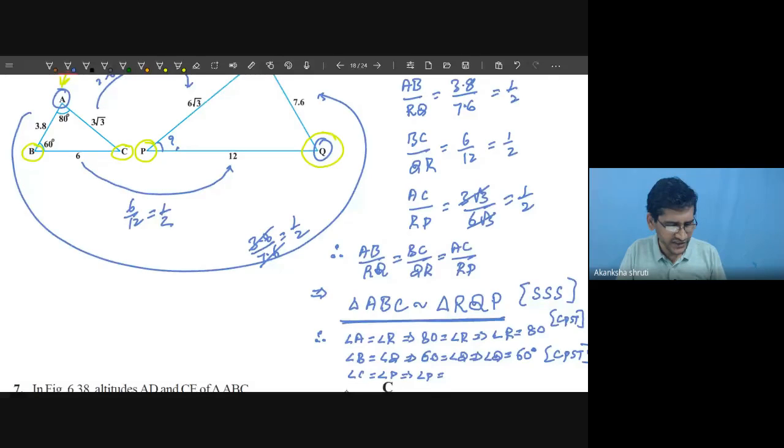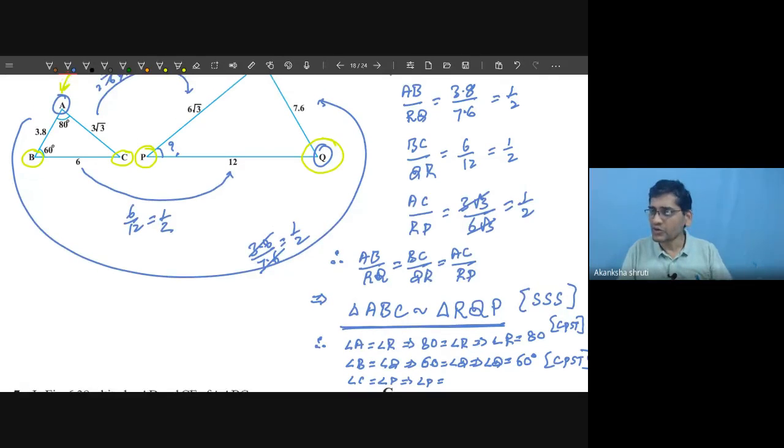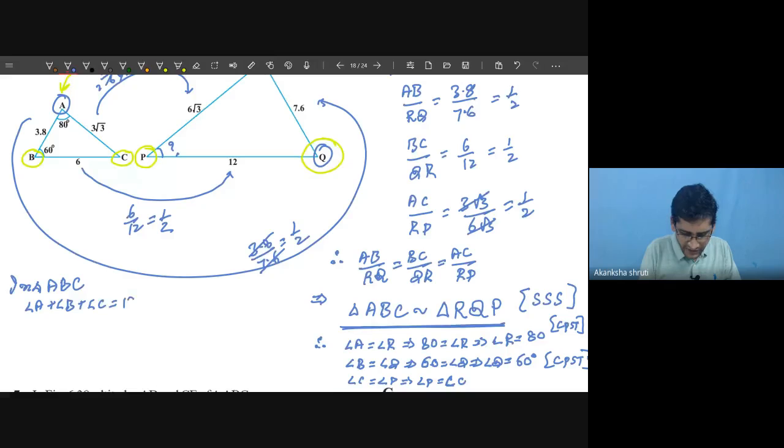What have we calculated for C? C is not known, but that can be calculated, student. So this will be equal to angle C, but the angle C can be calculated. So in triangle ABC, angle A plus angle B plus angle C is equal to 180 degrees. Why have I taken triangle ABC? The data was given for triangle ABC. This is the angle sum property that we learned in class 9.